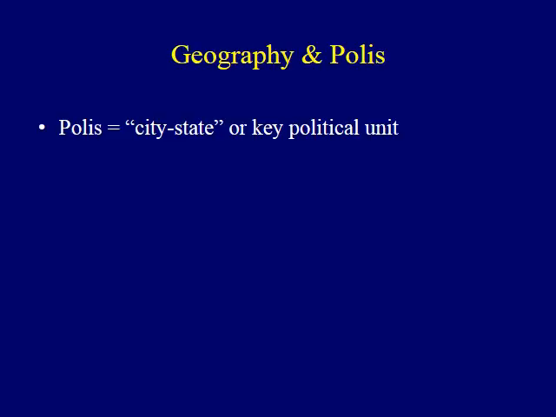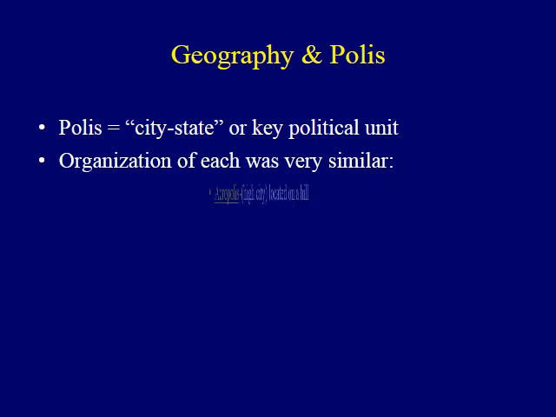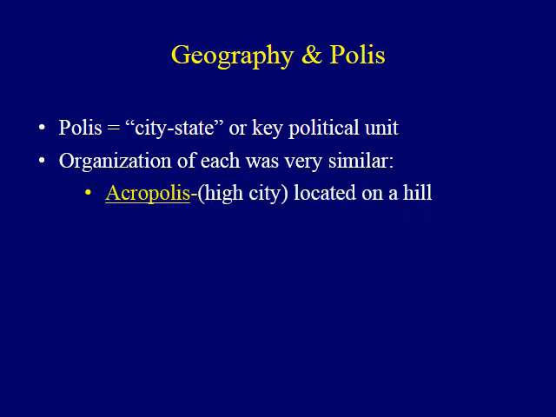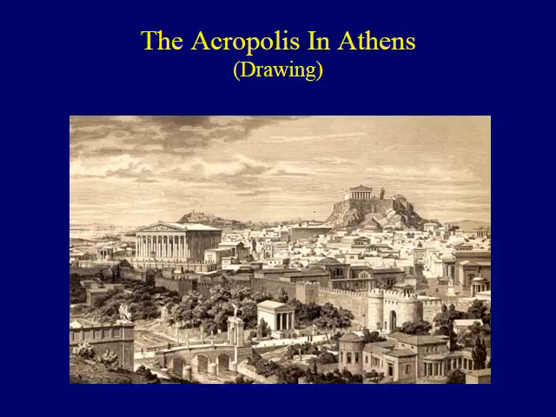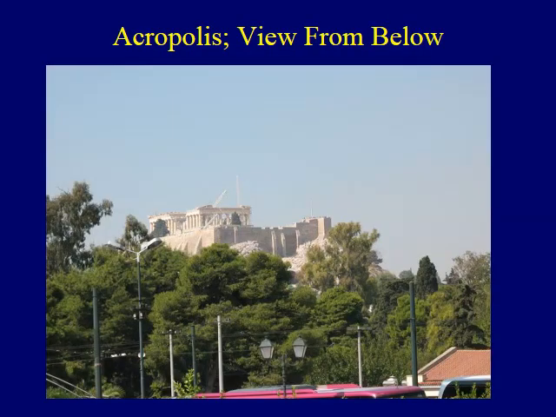Each polis was organized in a similar manner. Most had an Acropolis, which was a high point in the city, usually located on a hill. This drawing is a depiction of what Athens must have looked like several thousand years ago. The arrow is pointing to the Acropolis in Athens. This is what the Acropolis looks like today. It continues to be a high point in the city of Athens.